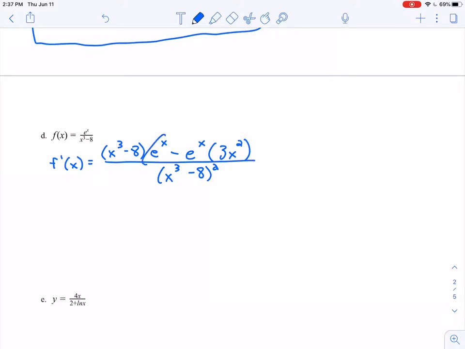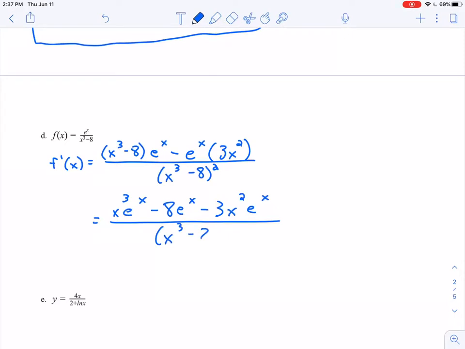So here I can take this e to the x and distribute it to both terms on the left-hand side. I'll have x cubed e to the x minus 8e to the x. Minus, over here I'm just going to flip these around just because we normally write the exponentials last. I don't know why, we just do. So minus 3x squared e to the x divided by x cubed minus 8 quantity squared.